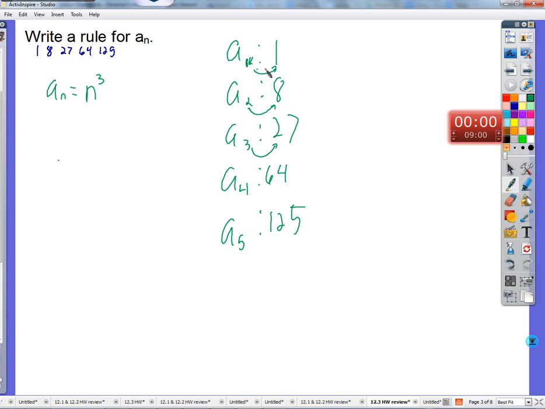Can we cube this number and get 1? Can we cube this number and get 8? Yes. Cube this number and get 27? Yes. And get 64? Yes. Okay. So is it a crazy formula? No, it's not a crazy formula. But what does it take? How do you get that without a cookie cutter step-by-step process?